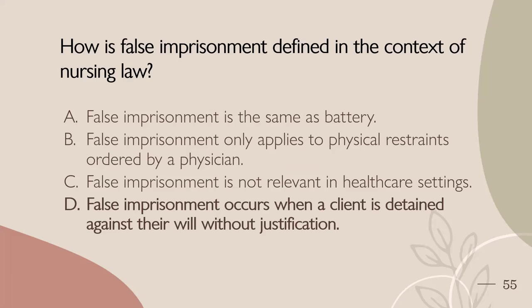Okay, how is false imprisonment defined in the context of nursing law? False imprisonment occurs when a client is detained against their will without justification. Think back at the scenario that I gave you. The patient in room 201 was making all this noise, disturbing others. We closed the door. So that client is really being detained.